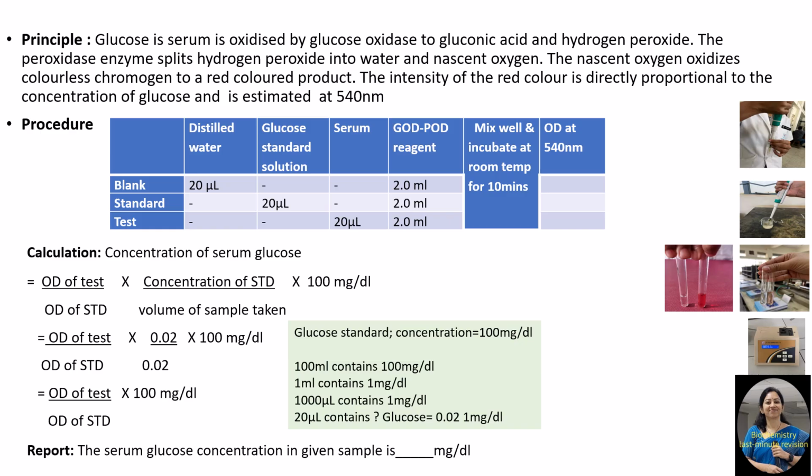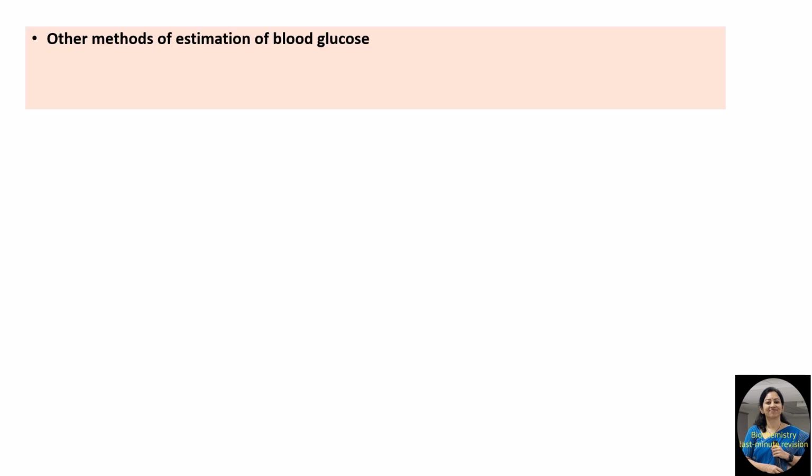Both of these get cancelled, and the factor for calculation is the optical density of test. You will get the OD value when you keep the test tube in the colorimeter. You record this value, and the OD of standard also, and multiply by this factor, 100 milligram per deciliter. Then report the concentration of glucose present in the given serum sample as that many milligram per liter. Okay, so what are the other methods of estimation of blood glucose?